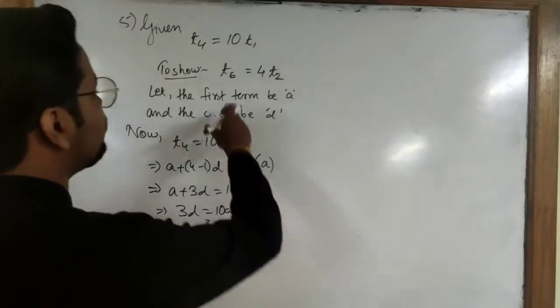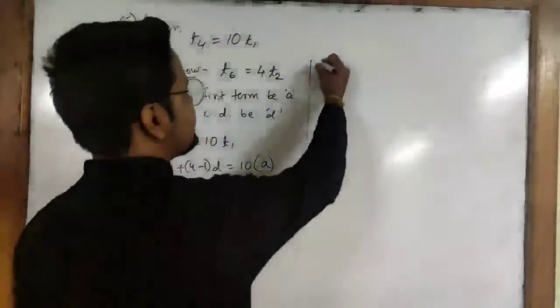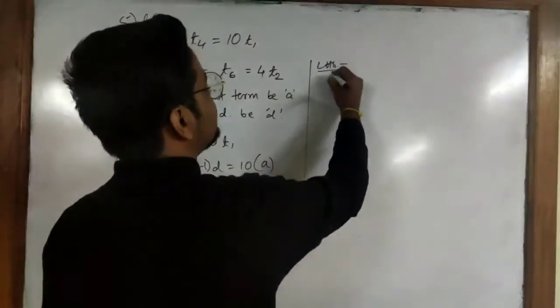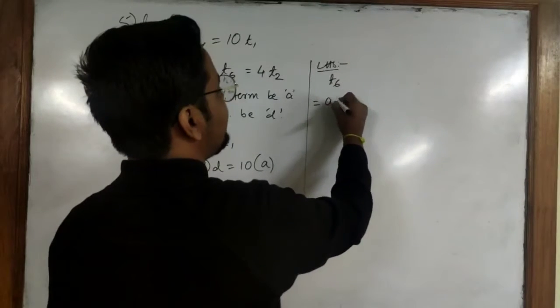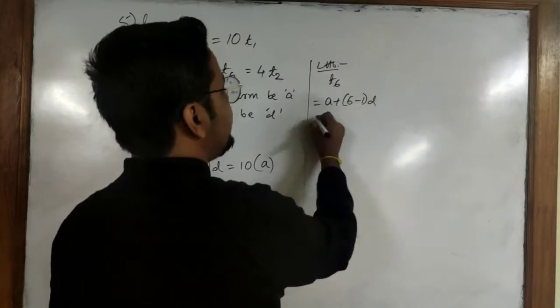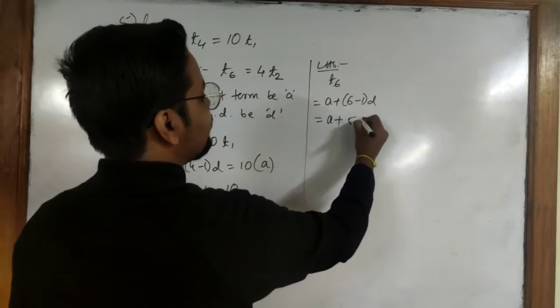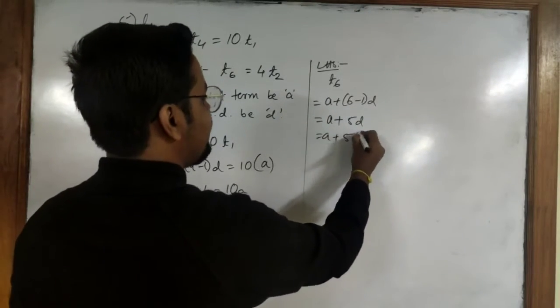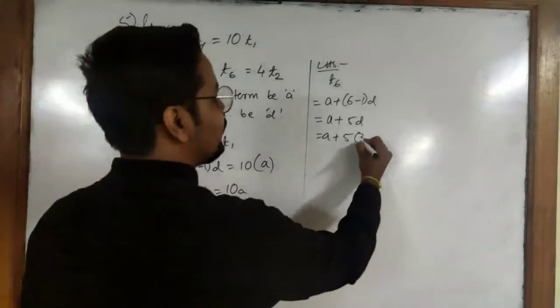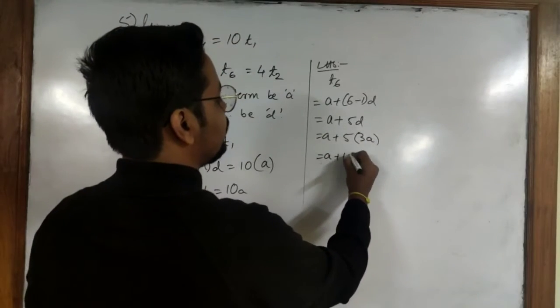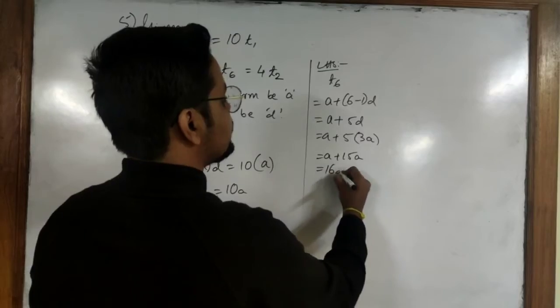Now what do I have to prove? Let us take the LHS first. LHS is T6, which is equal to a plus (6 minus 1) into d, which is a plus 5d. So a plus 5 into the value of d, which is thrice a. So it is 15a plus a, which is equal to 16a.